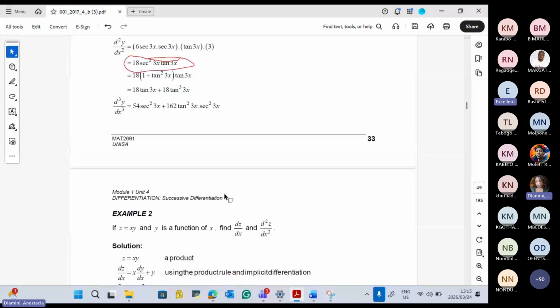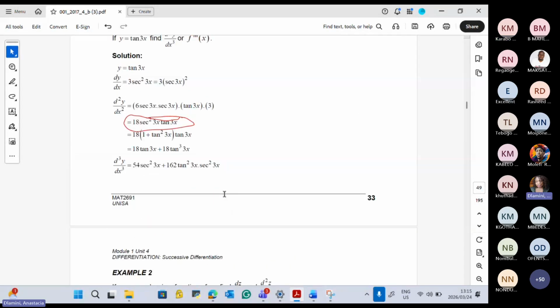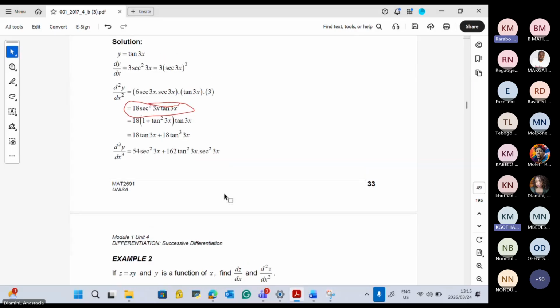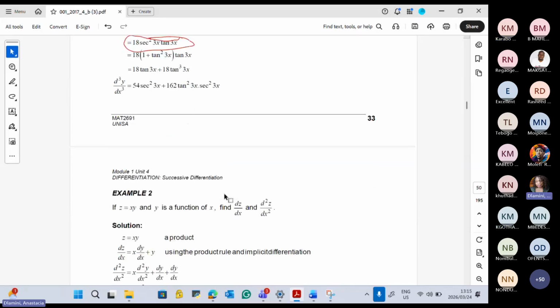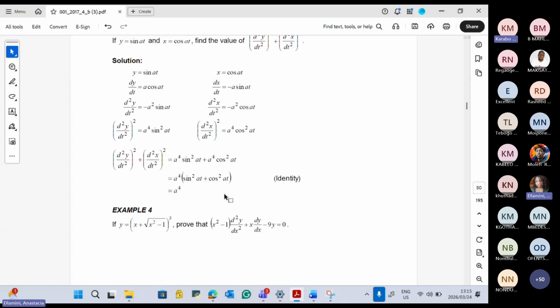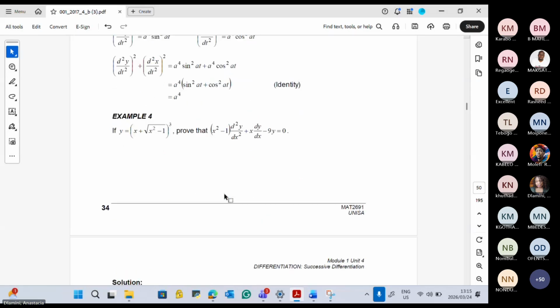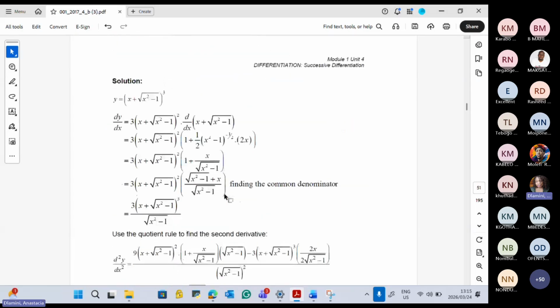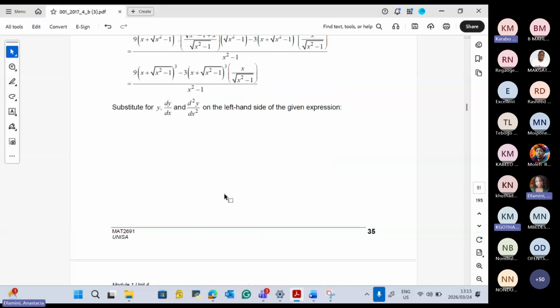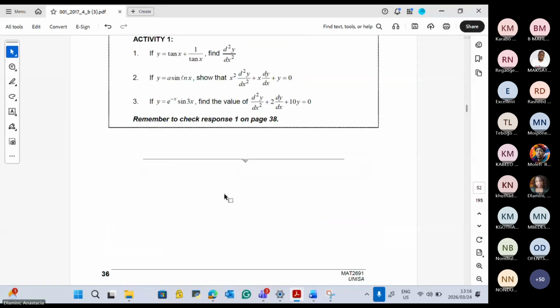Now, do we still have time, guys? We're 30 minutes late, ma'am. So it means you go and do example 2 by yourself and example 4. And example 4, it looks long. If you have a problem, then you come back to me.